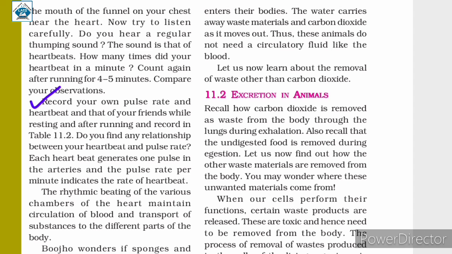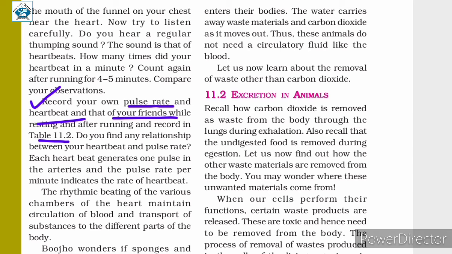So just like I explained, you need to record your observation in table 11.2. That is, you need to record your own pulse rate and heartbeat and that of your friends also. और table 11.2 में आप लोग को ये observations record करने हैं.